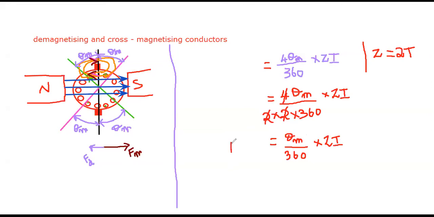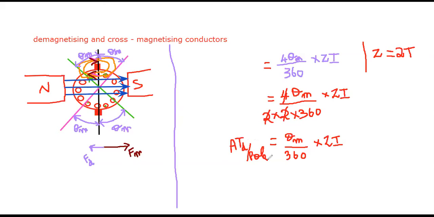So the notation here is ampere turns, right? The ampere turns for the demagnetization. So it is mentioned as D per pole. What we derived is per pole here, so I just mentioned it as pole. So the formula for the demagnetizing conductors per pole is theta m divided by 360 into Z into I. This is how we derive the equation here.